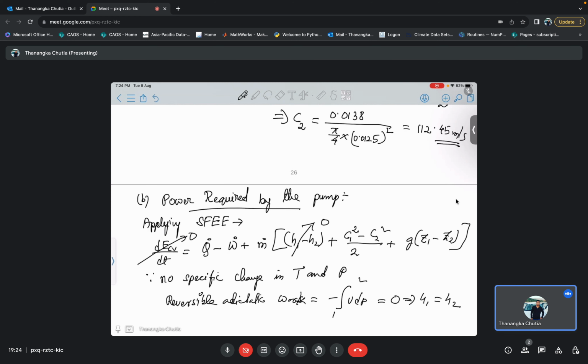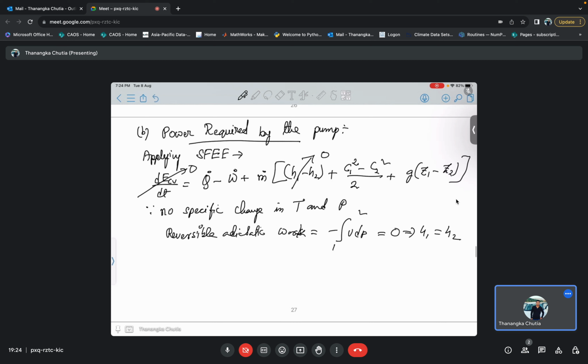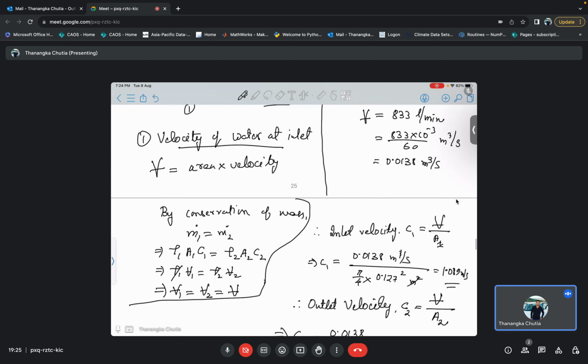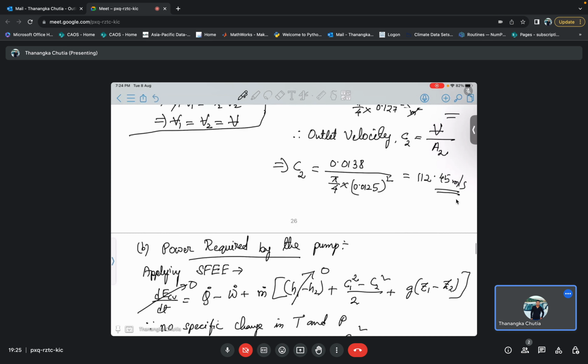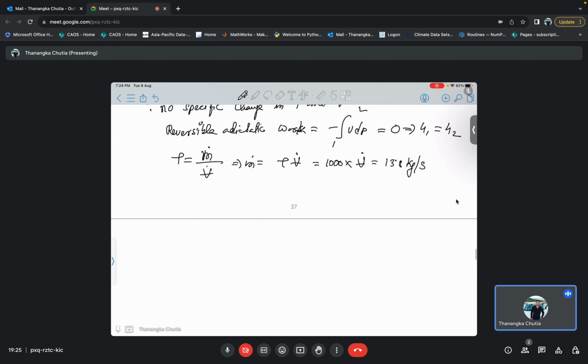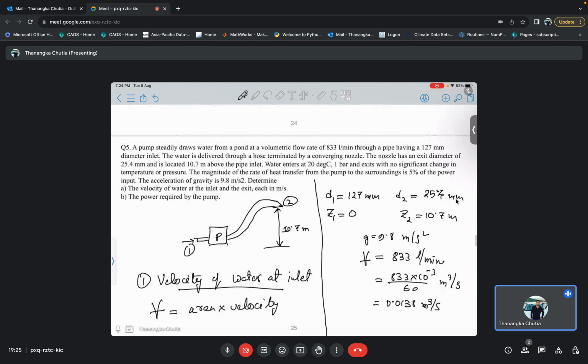Yes, of course, we know the density of the water. Okay, so we know that rho is equal to mass per volume, or mass flow rate by volume flow rate. So from here the mass flow rate will be nothing but rho times the volume flow rate, and rho of the water is basically 1000 into the volume flow rate, which is 0.0138, so it will be 13.8 kg per second.